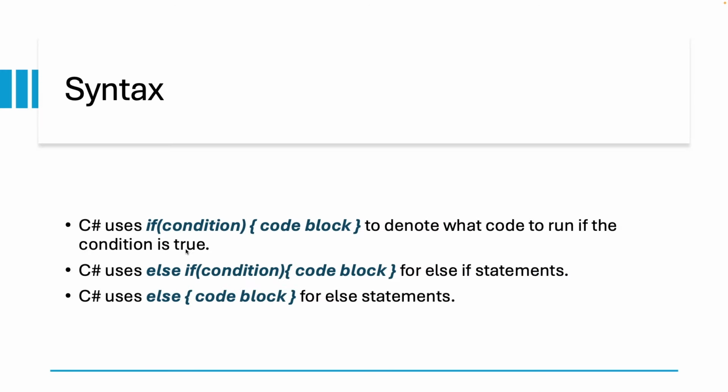C# uses if condition, and then some squiggly brackets with all the code that needs to run if that condition is true. It uses else if for else if statements, and uses else with squiggly brackets for else statements. You cannot have else if or else statements if you don't already have an if statement there.